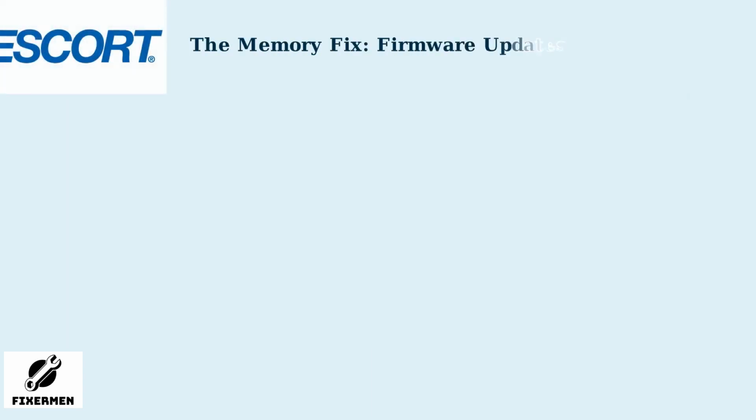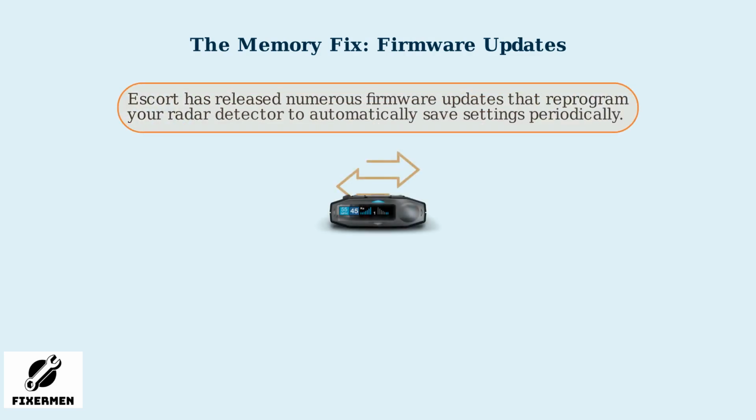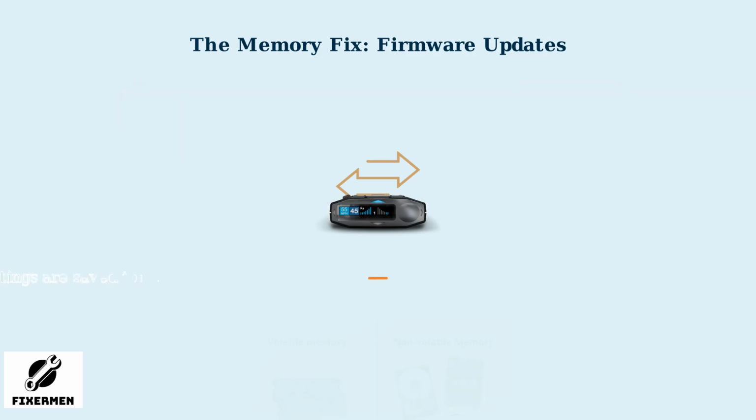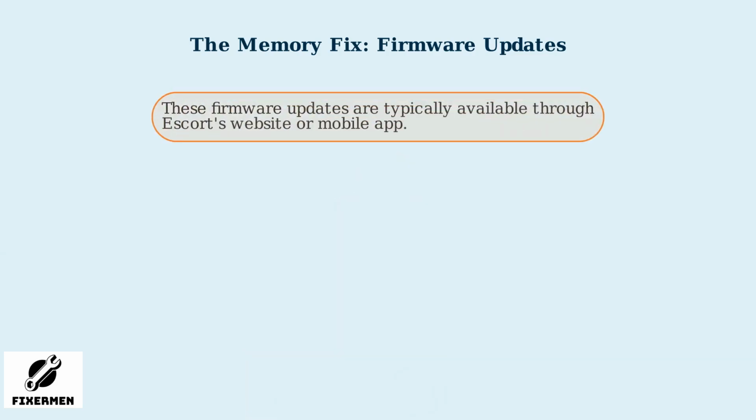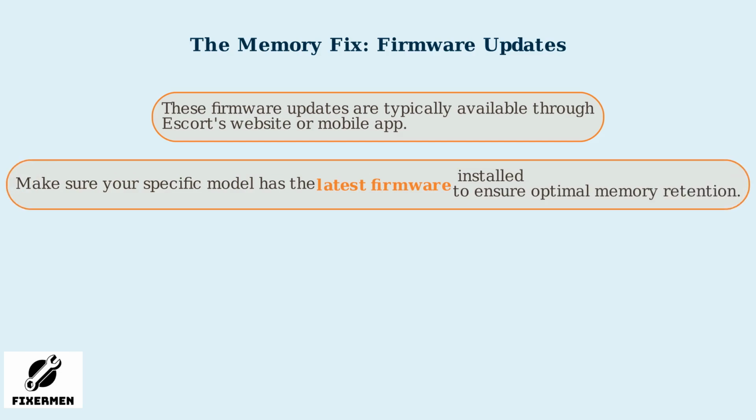The primary solution to prevent your Escort radar detector settings from resetting is to update its firmware. These updates reprogram the radar detector to automatically save settings periodically, such as every 30 seconds. Settings are saved to non-volatile memory and restored upon boot up, preventing loss from power interruptions or battery drains. This automatic saving happens periodically, ensuring your custom settings are always protected. These firmware updates are typically available through Escort's website or mobile app. Make sure your specific model has the latest firmware installed to ensure optimal memory retention.